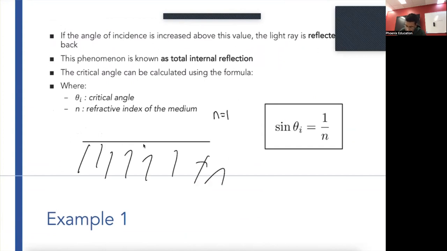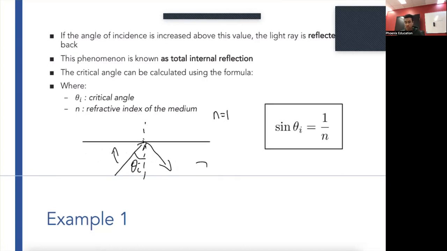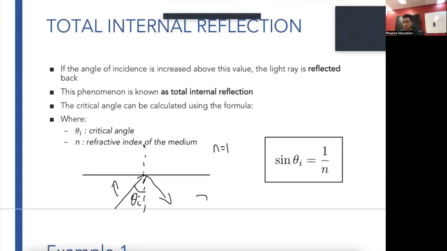So when this wave is traveling through this water, at some angle, what's going to happen? If you keep increasing this angle of incidence, at one point, it's going to bounce back, right? It's going to bounce back and reflect inside the medium. This is what total internal reflection is.